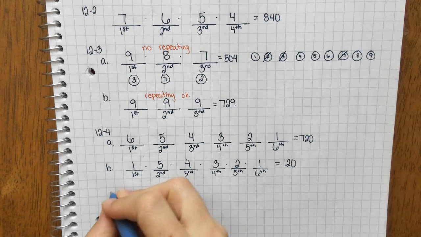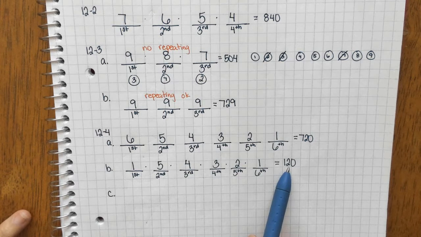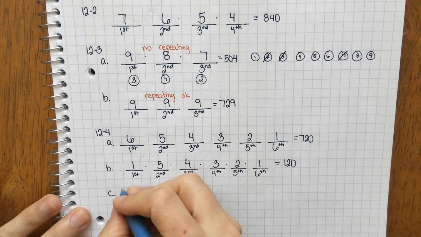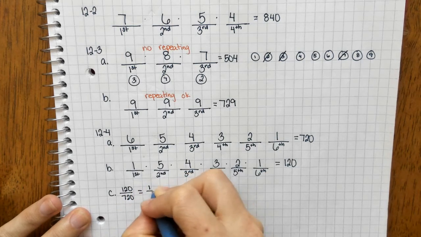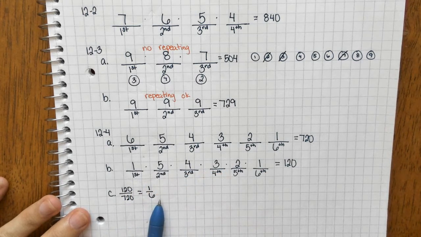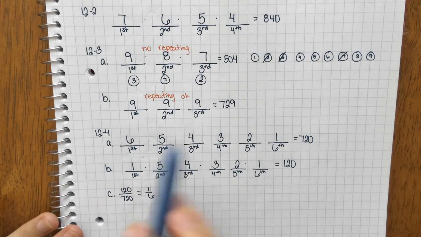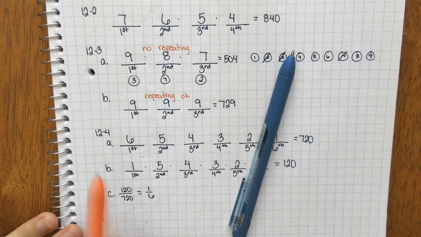So for part C, it says, what is the probability that Marcos will get first period pre-calculus? Well, these 120 have pre-calculus first period out of 720 total possible schedules. So it's going to be 120 out of 720, which is 1/6. So he has a 1/6 chance of getting pre-calculus first period. If we think about this, right here, there were 6 options. One of those 6 was pre-calculus.